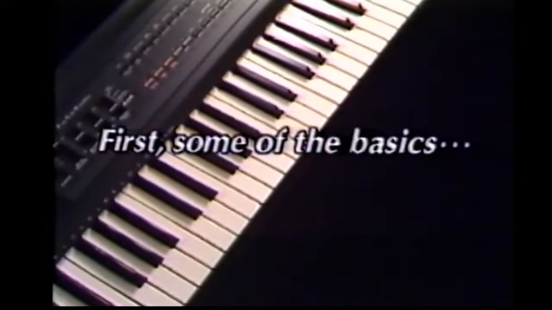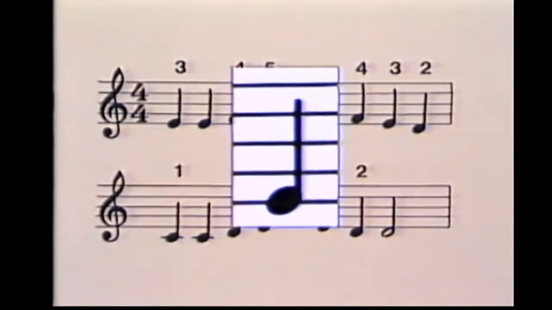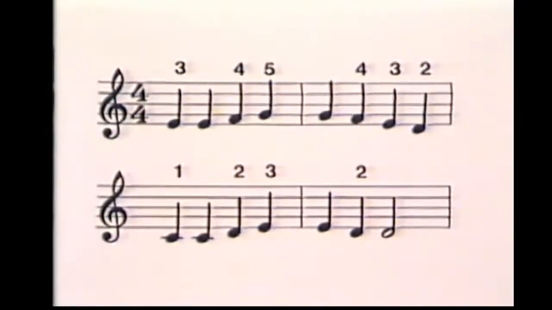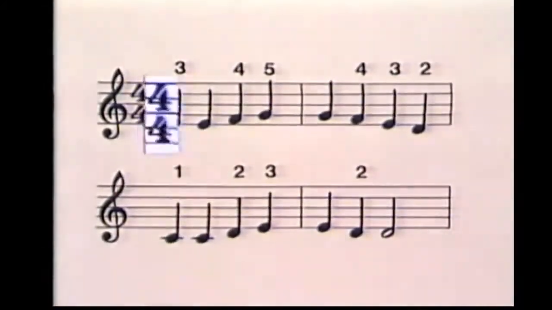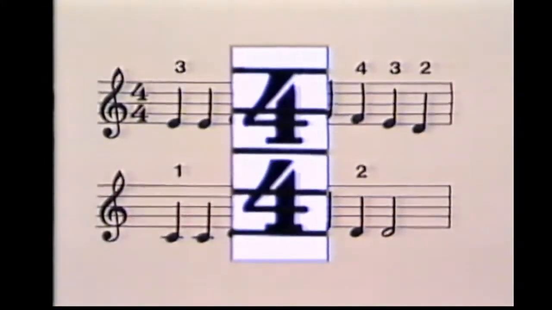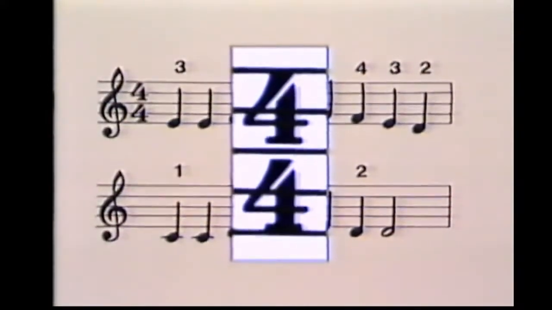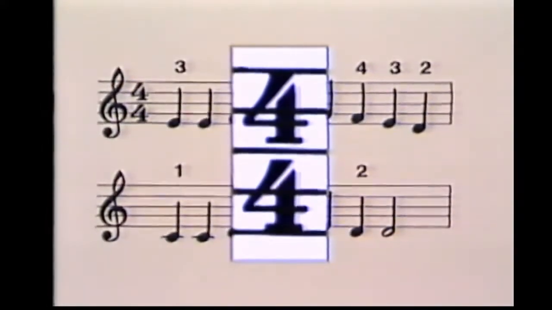First, some of the basics. Now let's talk a bit more about note length. This note is called a quarter note. Right next to the treble clef, you'll notice 2 fours separated by a line. This indicates that the song is written in 4/4 time, which means that each quarter note is counted as a single beat, and there are 4 beats in each section of music.